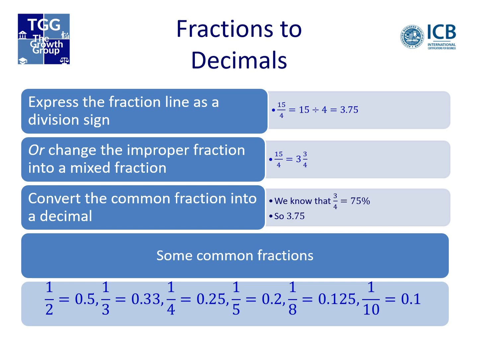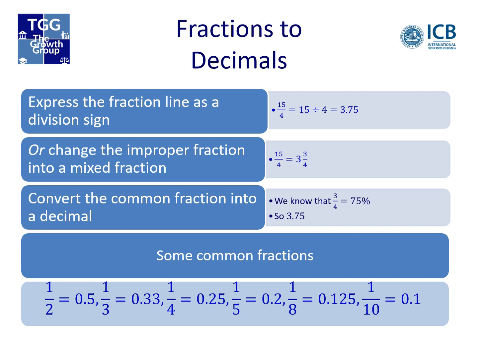Or, if you don't want to do that in your calculator, or you don't have a calculator, we can change the improper fraction into a mixed fraction. So instead of saying 15 quarters, we say 3 and 3 quarters, and then we simply convert the common fraction into a decimal. We already know that 3 quarters is 75%, so 15 fourths, or 15 over 4, will be 3.75.